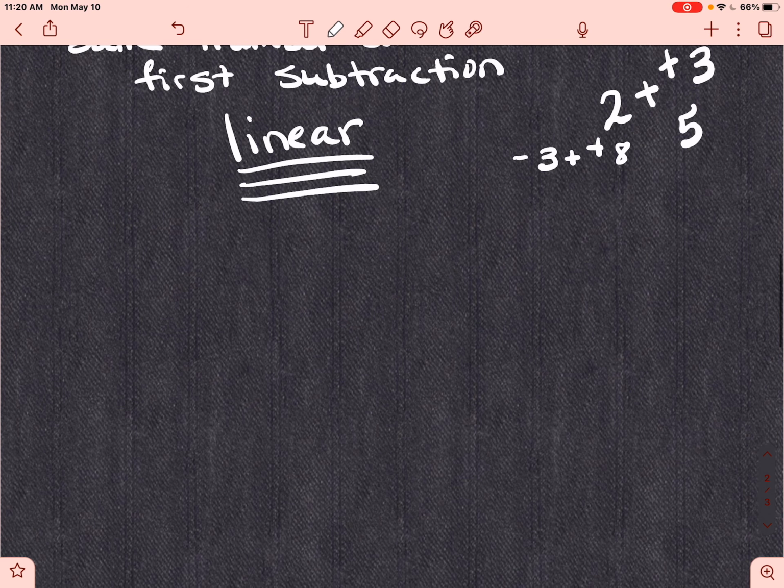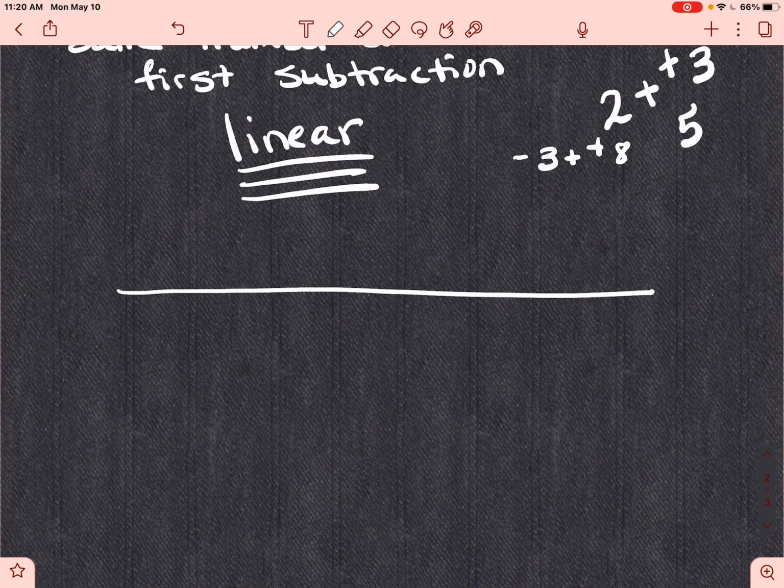Okay, let me show you another example, because if we don't get the same number the first time, we're not going to stop. Put x and y on the table this time.